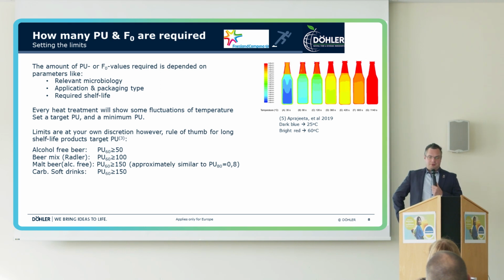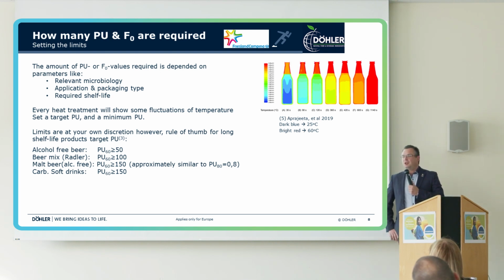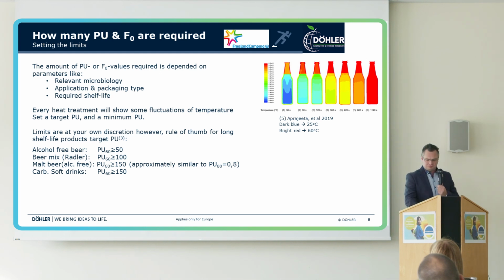For the PU60, I could find that the values are equal to that of Lactobacillus brevis, an organism mentioned today already a few times. And the same formula counts for the calculation of F values. It's the same formula, just with different reference temperature. And now it becomes interesting, because if the PU values and F values are determined regarding your relevant microbiology, your application, your packaging of your product, and the shelf life it's required to, then we can really start on making our production line smart.